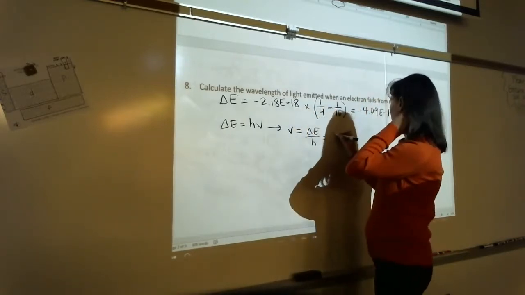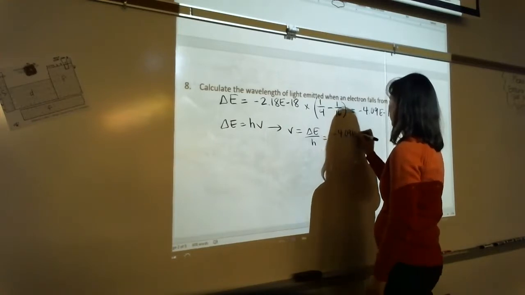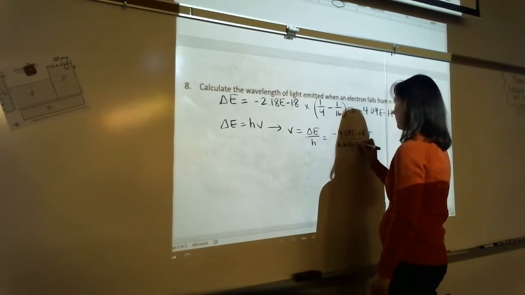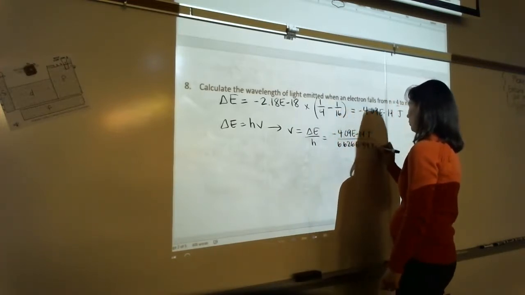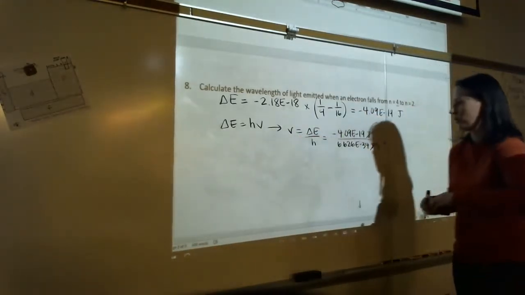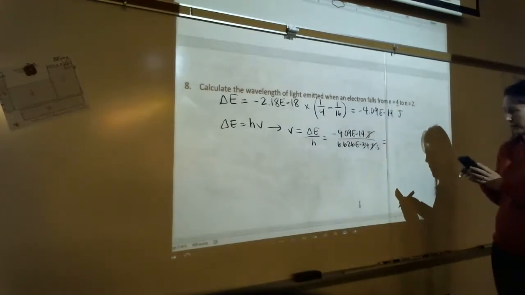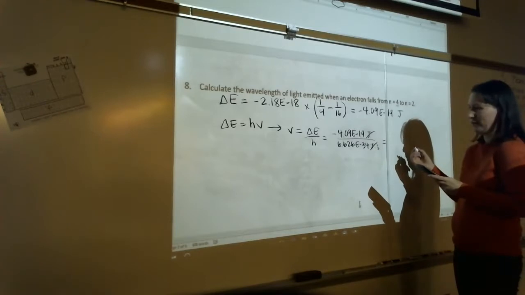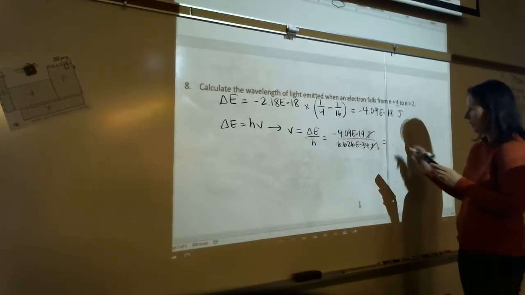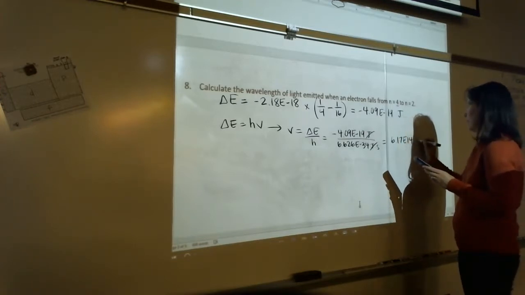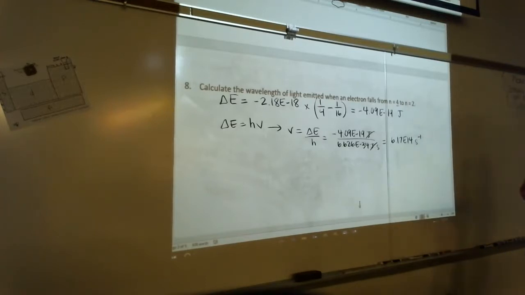Take our value, negative 4.09 times 10 to the negative 19 joules divided by 6.626 times 10 to the negative 34 joule seconds. Joules cancel, so we're left with units of seconds inverse, which is hertz. We drop the negative, right? Because can you have a negative frequency? No. So I got 6.17 times 10 to the 14th seconds inverse. Do we agree on that?